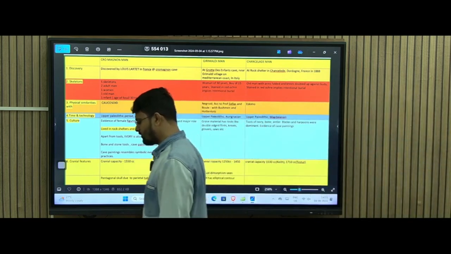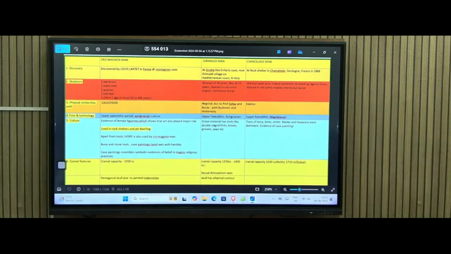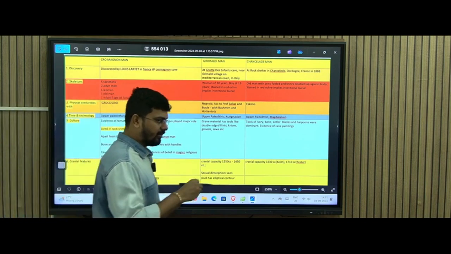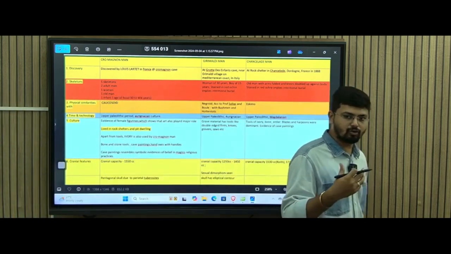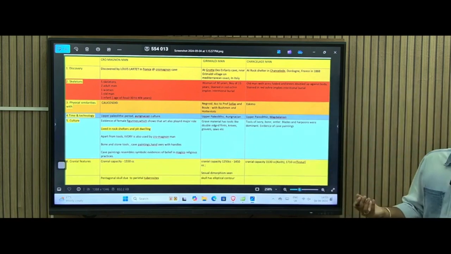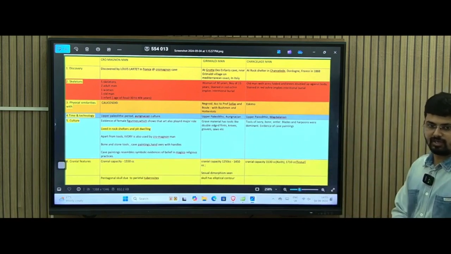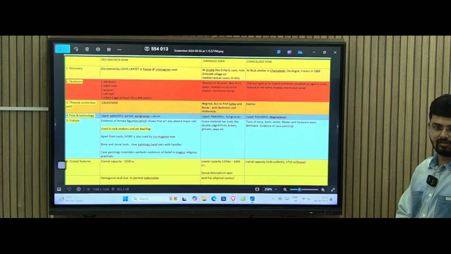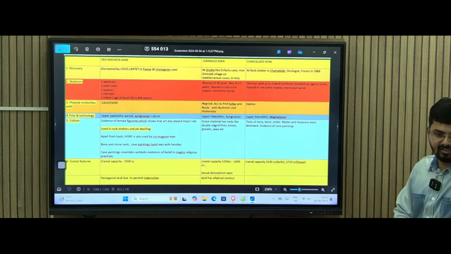So red ochre means... they're stained in red ochre. Ochre means it's a color, right? So when they're stained, that means color has been added to these bodies, which shows it's intentional. They have done it wantedly, believing something. Some belief might have been present, maybe some magico-religious belief.